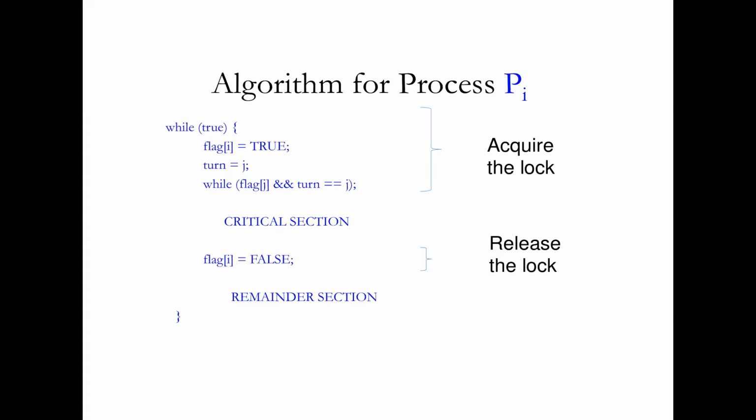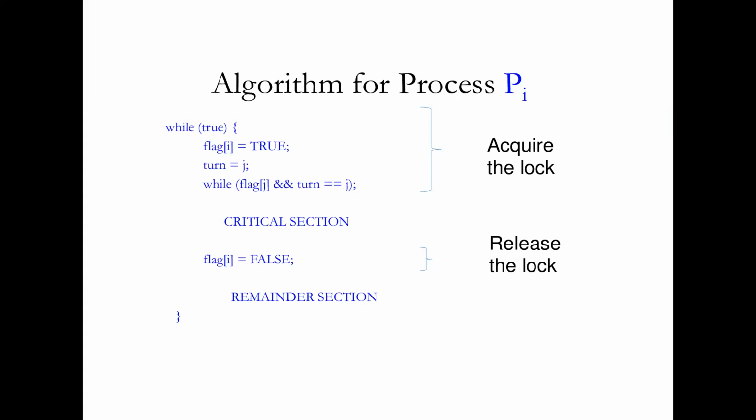So then you wait while flag[j]. So that's a different process. My process is i, and j is a different process. So I set the turn to the turn of the second process, the opposite process. And then I'm waiting while flag[j] is true. So another process is in the critical section, or at least indicated its preference to enter the critical section, and turn equals j.